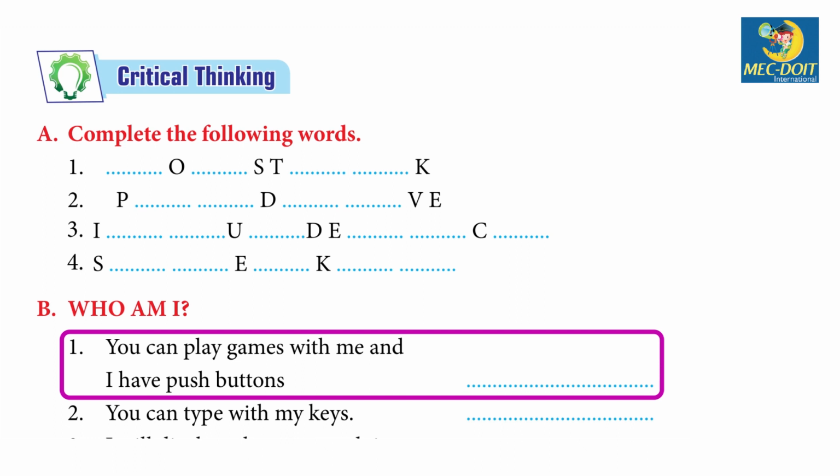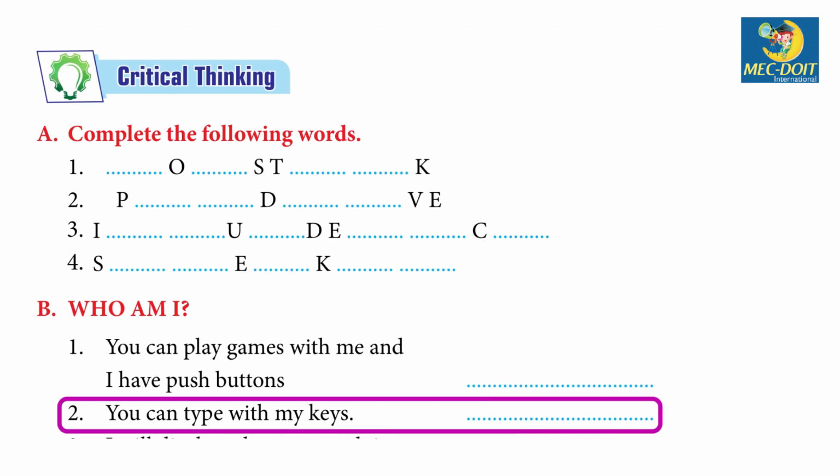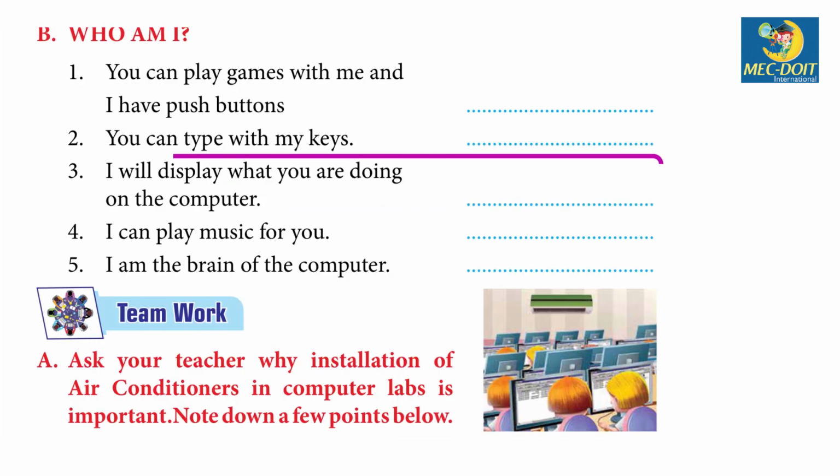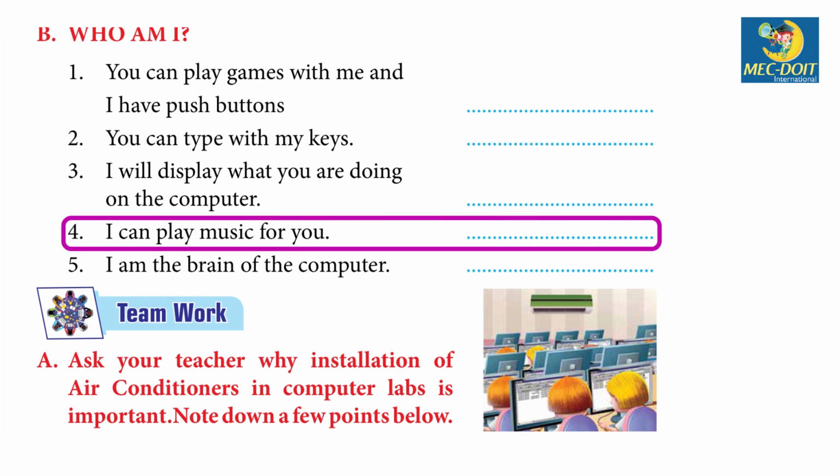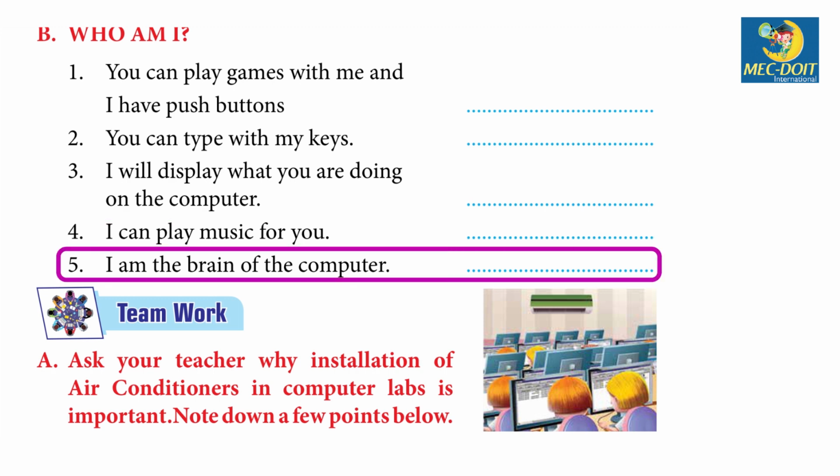Answer: mouse. 2. You can type with my keys. Answer: keyboard. 3. I will display what you are doing on the computer. Answer: monitor. 4. I can play music for you. Answer: speaker. 5. I am the brain of the computer. Answer: CPU.